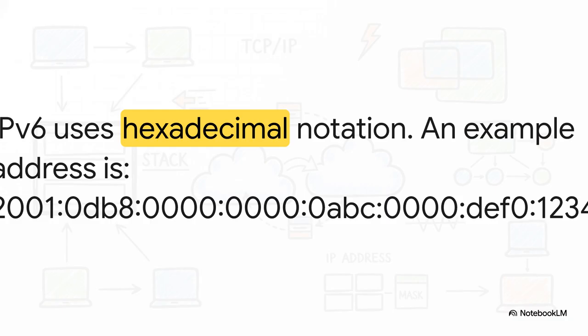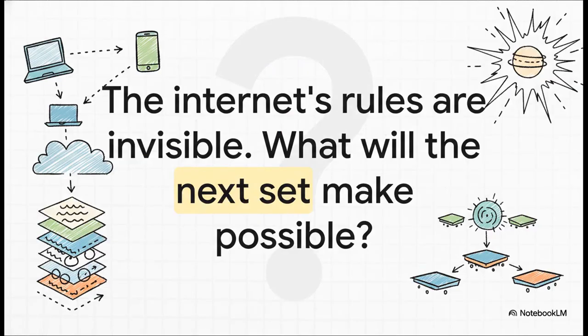So when you think about it, from your device getting an address, to figuring out where to send data, to all the clever workarounds that kept the whole thing from falling apart, this entire system is just governed by a set of rules. Protocols like TCP/IP are the invisible architecture of our digital world, working silently in the background. And it really makes you wonder, doesn't it? What incredible things will the next set of rules make possible?